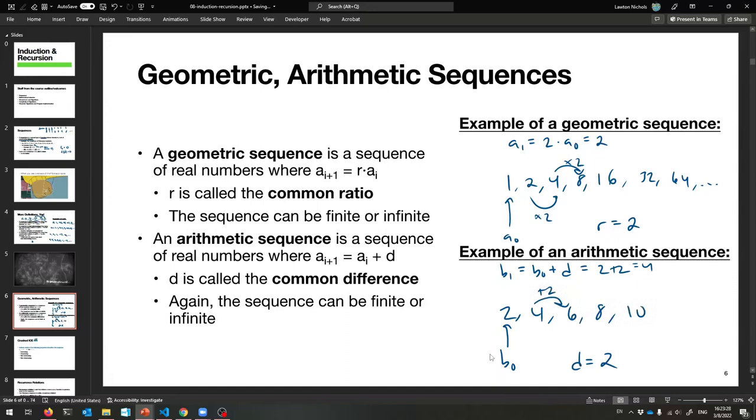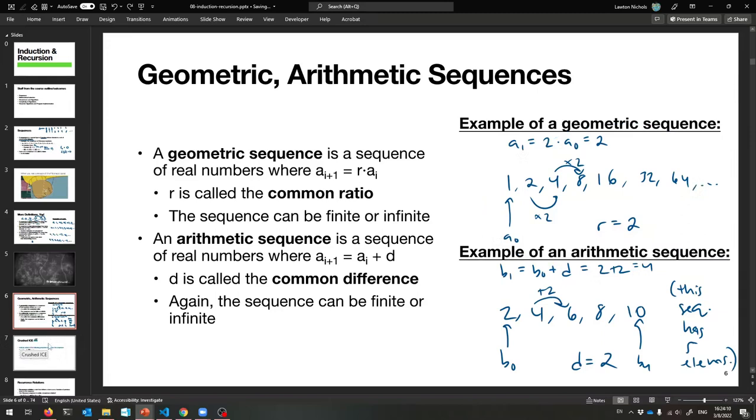So this can be a finite sequence. Let's say we're done at 10. This sequence has 5 elements. That's a valid arithmetic sequence. Only 5 elements, but it's built in this special way. Every next element is based off of the previous one, plus some d value, some difference value. It goes, starting at b0, up to b4, and that's where it ends. b4 is the last element in the sequence, whereas the other one has no end, has no last element.